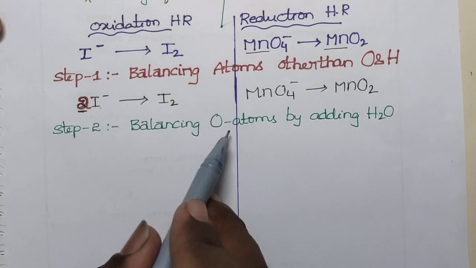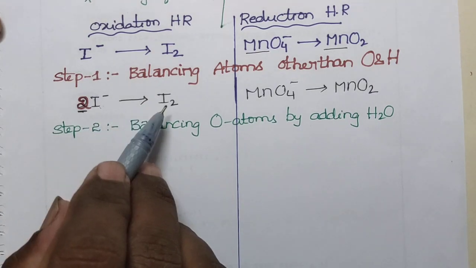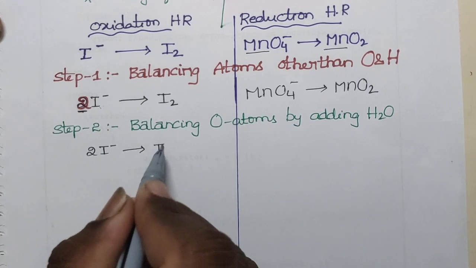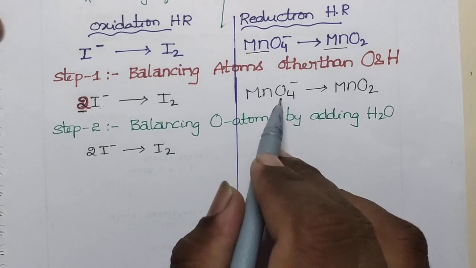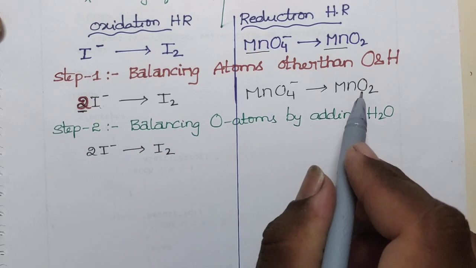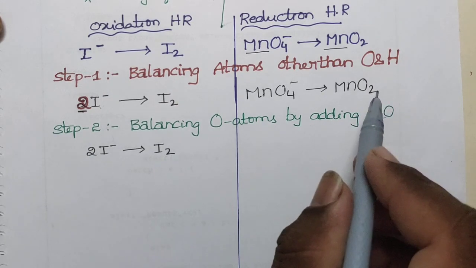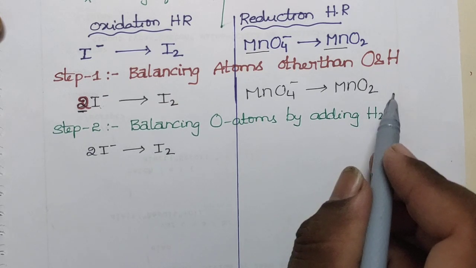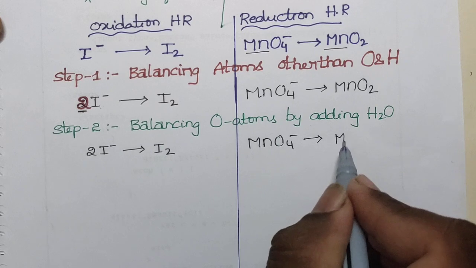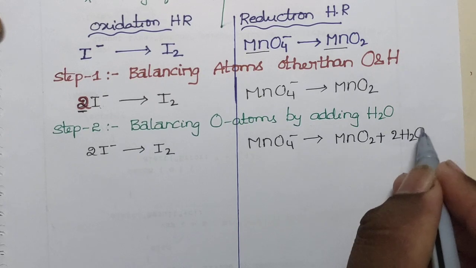Now step 2. Step 2 is balancing oxygen atoms by adding H2O. In the oxidation equation there is no oxygen atom, so we write as usual: 2I minus gives rise to I2. In the reduction equation, MnO4 has 4 oxygen atoms on the left hand side and MnO2 has 2 oxygen atoms on the right hand side. 2 oxygen atoms are less on the right hand side. We need to add 2 H2O on the right hand side. MnO4 minus gives rise to MnO2 plus 2H2O, since 2 oxygen atoms are less.